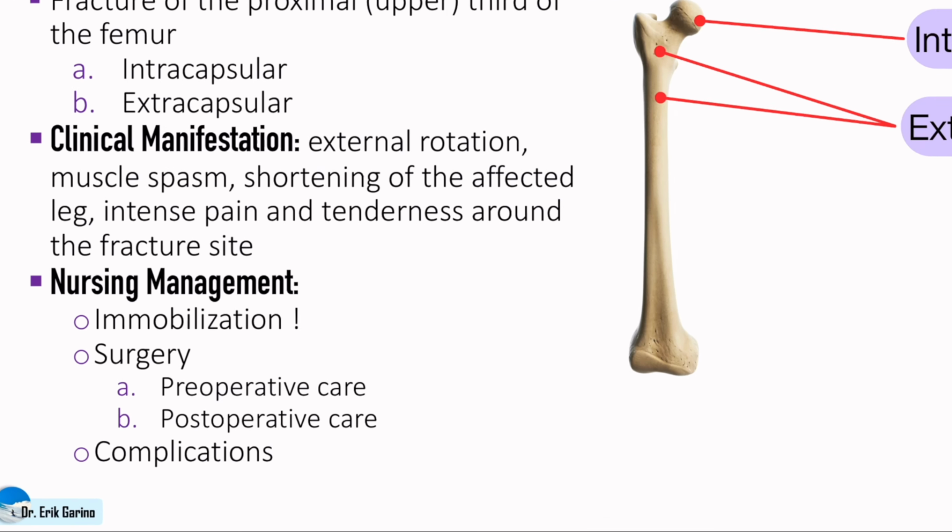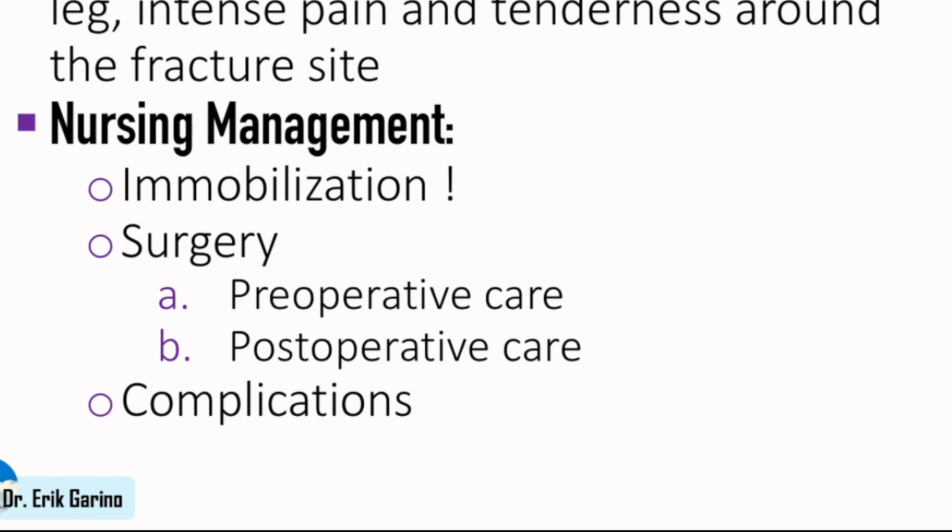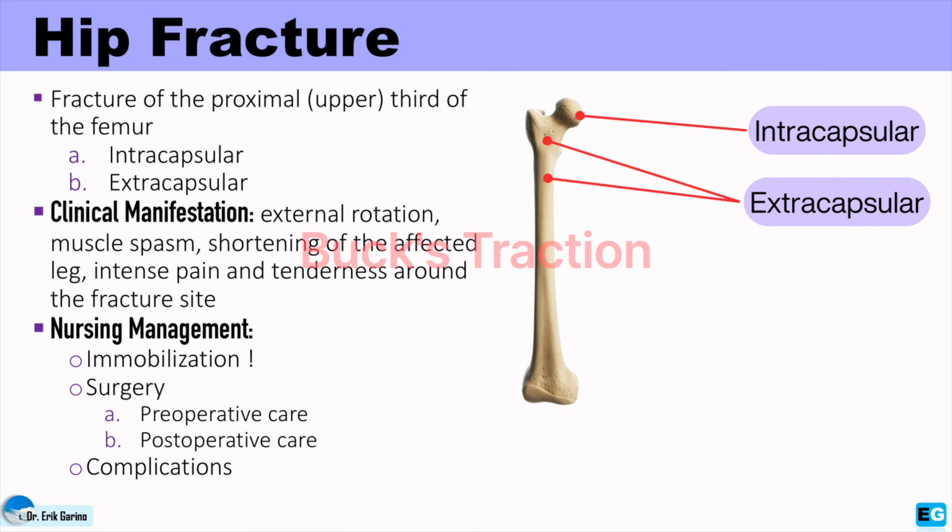Now, for nursing management, immediately immobilize the affected leg if you suspect a hip fracture. Buck's traction can be used to immobilize the hip fracture before surgery, and ultimately, surgery is the gold standard treatment for hip fracture. Now, let's briefly discuss some of the types of surgeries they may perform for hip fractures.